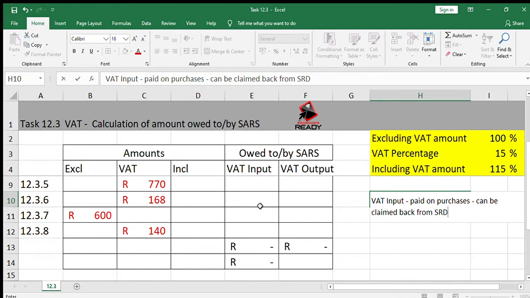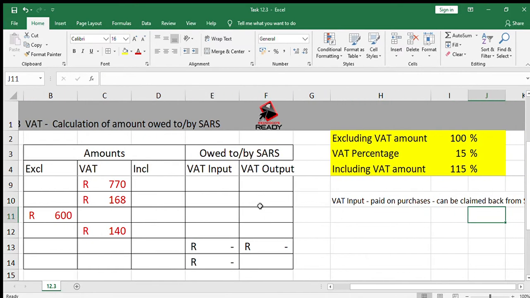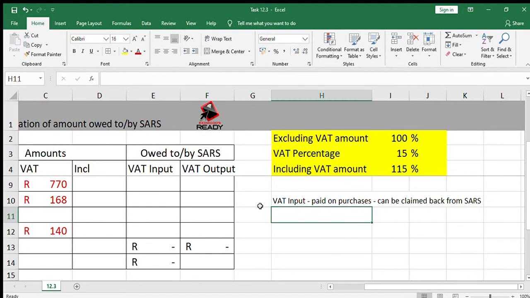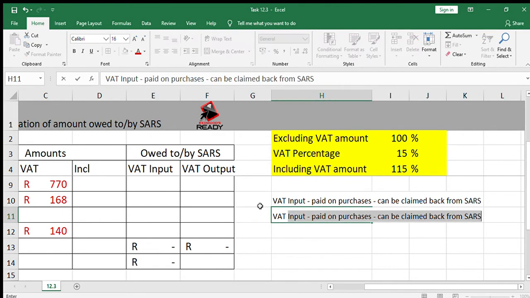I always think of it like this. The goods are coming into our business. We pay VAT on it, and then we can claim that VAT back from SARS. Whereas VAT output is the VAT that we charge customers for sales. So this is for goods going out. That's why it's called VAT output, right? We charge customers for sales, and it has to be paid over to SARS.